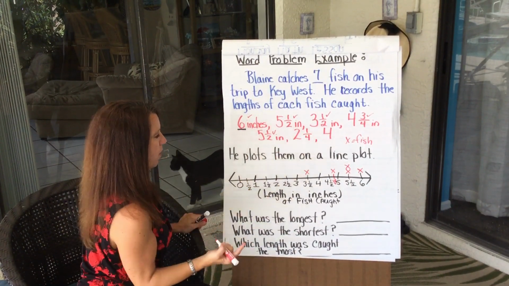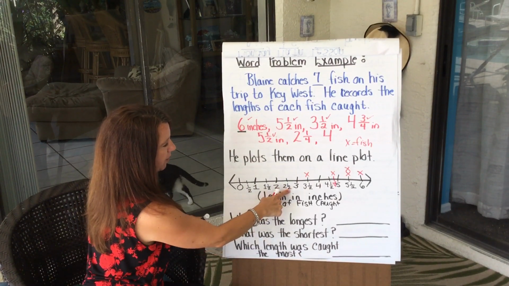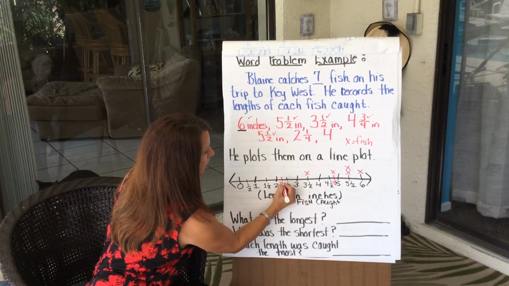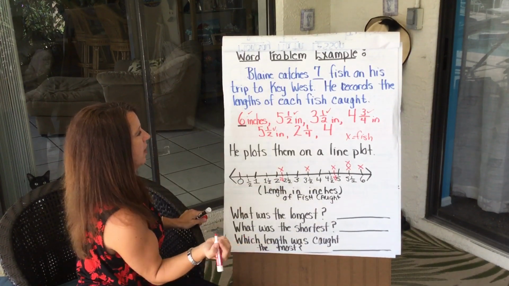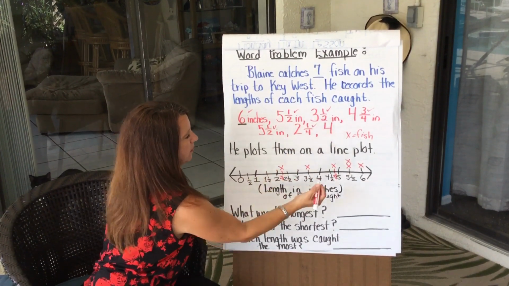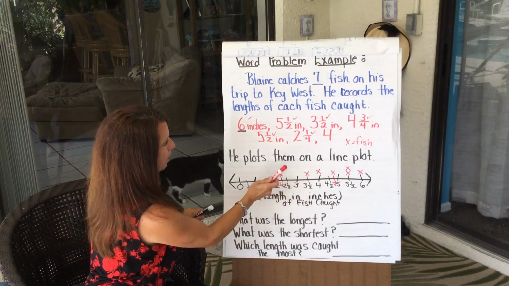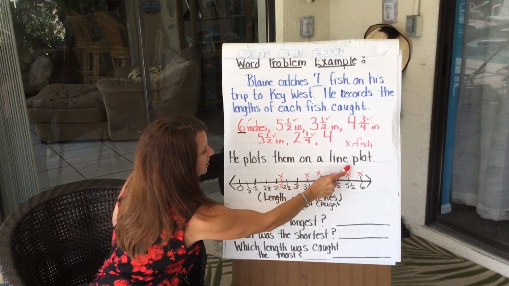I have 2 1/4. So I have 2 and I have 2 1/2. Well, 1/4 is going to be in between there. 2 1/4. I'm going to put a mark there. And then I have 4. Put my fish mark there. All right, so let's make sure we have them all represented. 1, 2, 3, 4, 5, 6, 7.